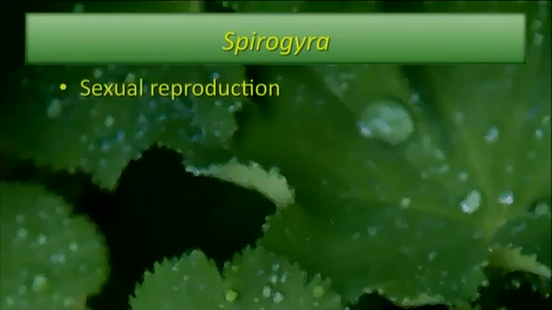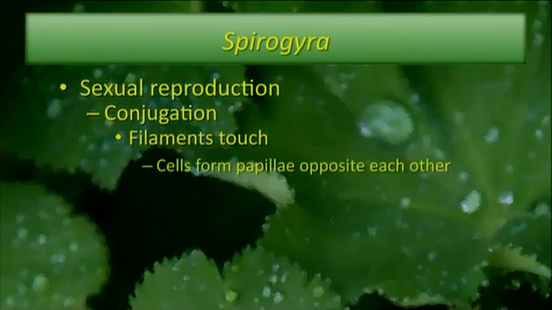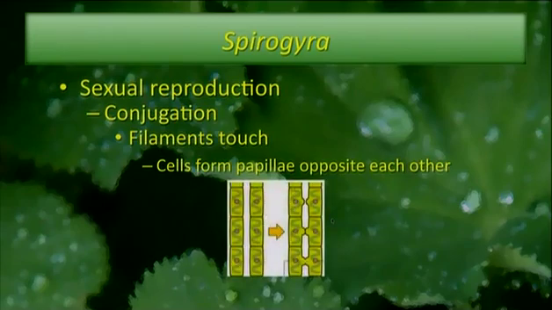Now, sexual reproduction is through a process known as conjugation. First of all, the filaments tend to be kind of hair-like, and filaments have a tendency to touch each other. So sometimes when the filaments touch, the cells will form these papillae opposite each other. These are just little bulges from the cell, like this. And you have two filaments of Spirogyra. They can actually form these papillae, and they'll touch each other.